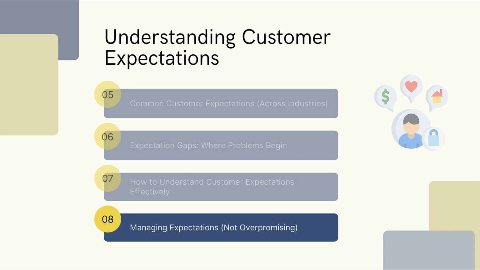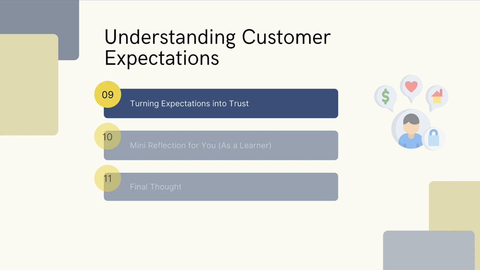Managing expectations, not overpromising. One of the biggest mistakes professionals make is overpromising to please the customer. Bad example. "Yes, no problem, we can do that today," when you're not sure. Better example. "I want to be honest with you. The fastest realistic timeline is tomorrow afternoon, and I'll keep you updated." Customers value honesty over unrealistic optimism.